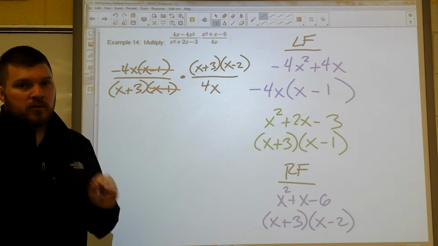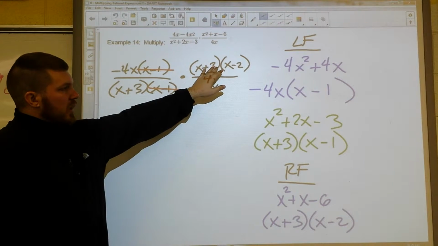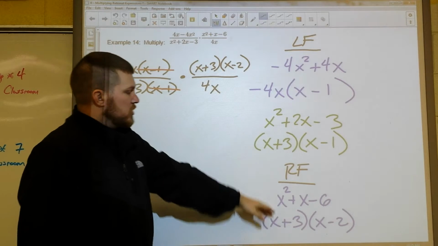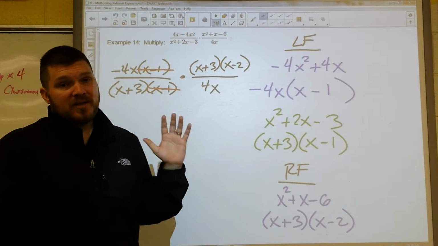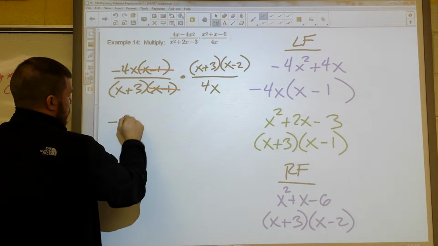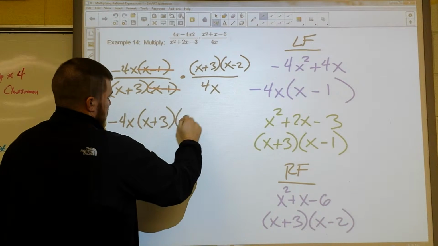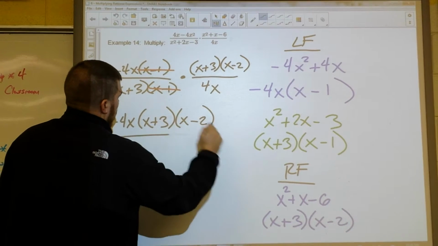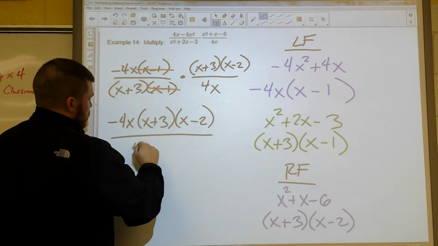Tip, really important tip. Do not do FOIL or the box. We just spent a lot of scratch work undoing, factoring these things, so we don't want to do FOIL or the box yet. We're going to do that at the very end. So I want to multiply straight across. I have negative 4x times x plus 3 times x minus 2. On bottom, I'm going to have x plus 3 times 4x.